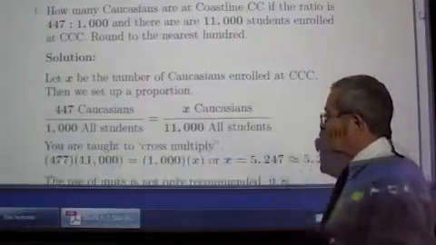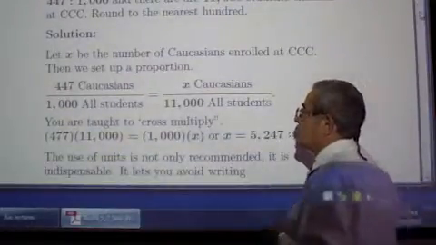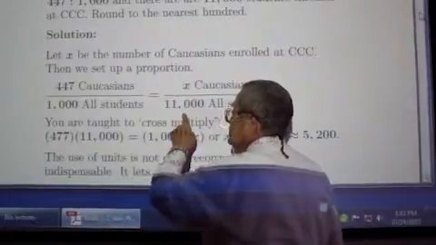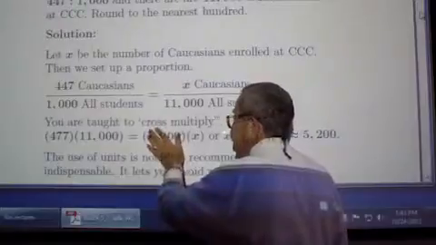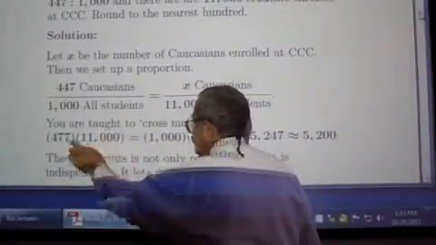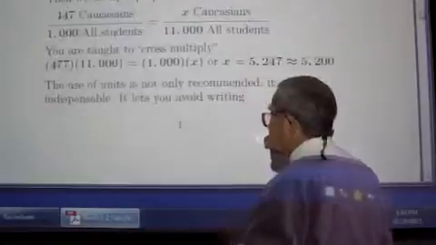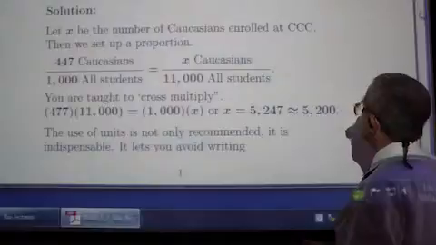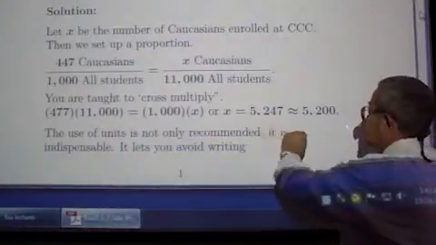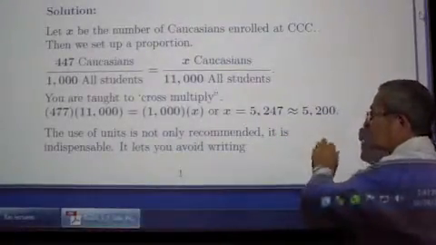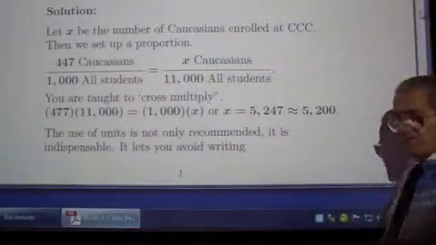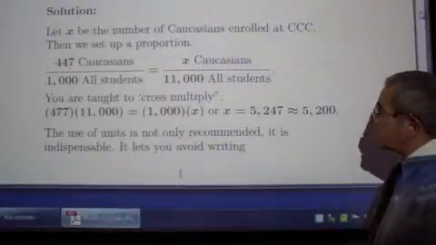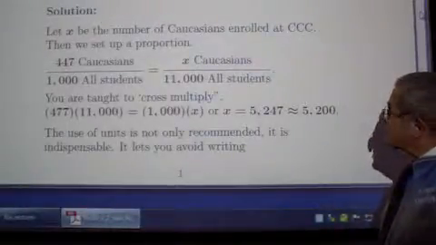You want to cross multiply. You get 447 times 11,000, which is x times 1,000. You divide both sides by 1,000. You are left with 11 times 477, which is 5,247, so approximately 5,200 rounded to the nearest 100. So there are about 5,200 out of 11,000 Caucasian students.